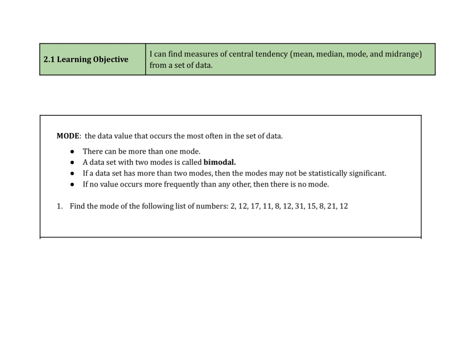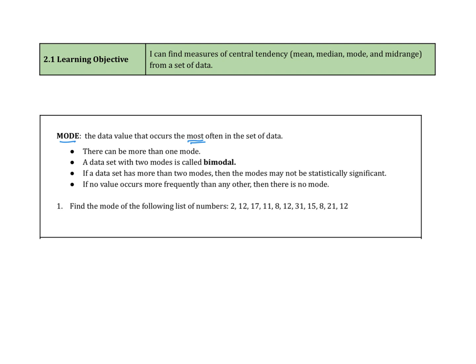In this video, we will be finding measures of central tendency, which are mean, median, mode, and mid-range from a data set. These are ways to find the center of a set of numbers. The first one we're going to talk about is the mode. The mode is the data value that occurs the most often in the set of data. So remember that mode kind of sounds like most. So the number that shows up the most.